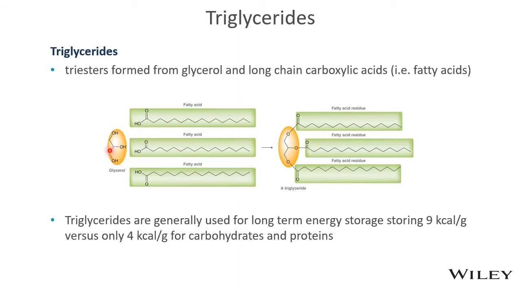Triesters are formed from glycerol, which is this triol here, and long-chain carboxylic acids, which are known as fatty acids. So even though they contain a carboxylic acid functional group, their super long chain of carbons and hydrogens makes them extremely hydrophobic. Now ultimately they will come together to form three ester functional groups and link all three of these together. So this as a whole is known as a triglyceride. Now triglycerides are generally used for long-term energy storage. They can store up to 9 calories per gram, versus carbohydrates and proteins can only store about 4 calories per gram.